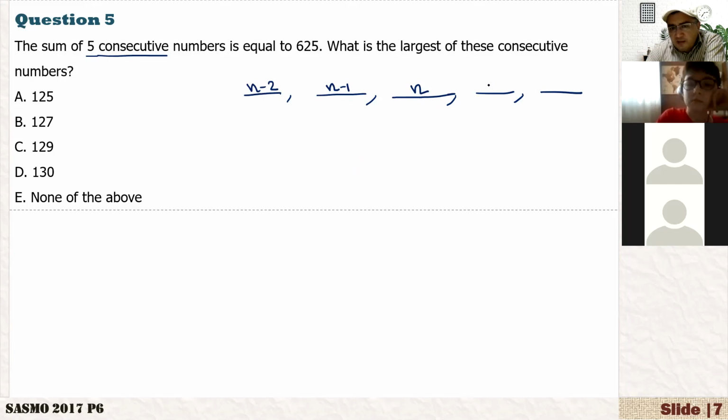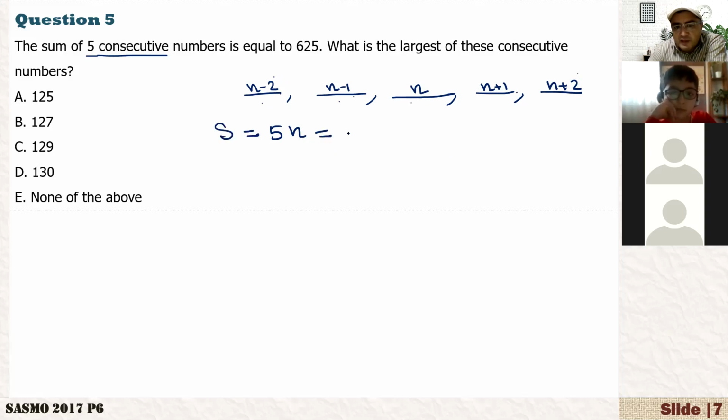And how about after n? That number is n plus 1. After this, it is n plus 2. Now, if you add these numbers, n plus n plus n plus n plus n, how many n? It is 5n. Negative 2 plus 2 is 0. Negative 1 plus 1 is 0. As you see, in this way, we can find it much faster. The sum of these 5 numbers is just equal to 5n. That's equal to 625. What is n? n equals 625 over 5.